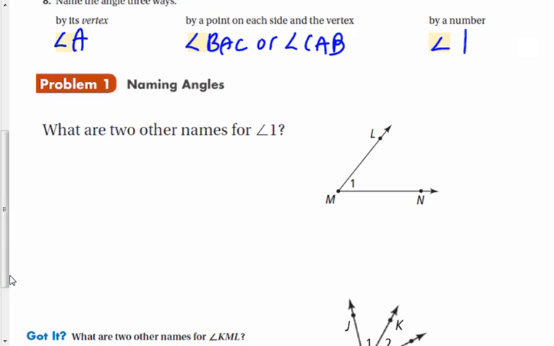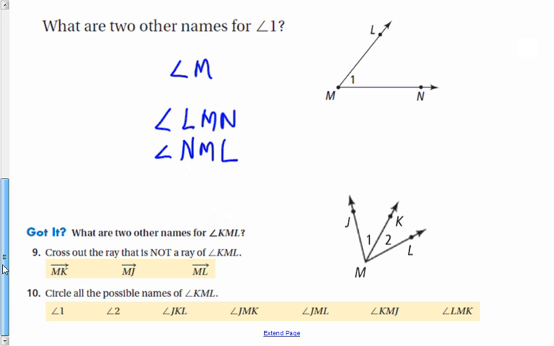All right, so on problem 1, we want to name angles. What are 2 other names for angle 1? We can name it by its vertex, so we would call it angle M, or we could name it by the 3 letters of the angle, putting the vertex in the middle, and that would be angle LMN or angle NML. Either way. All right, go ahead and try that, and I'll check back with you.